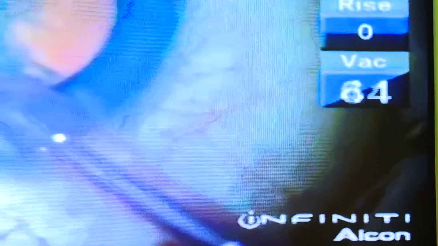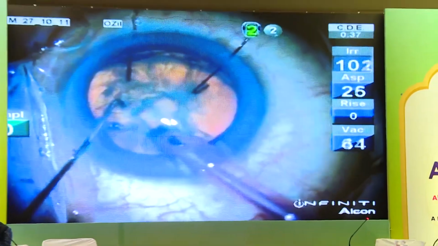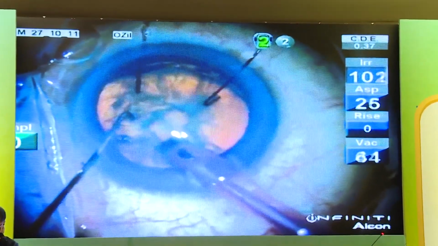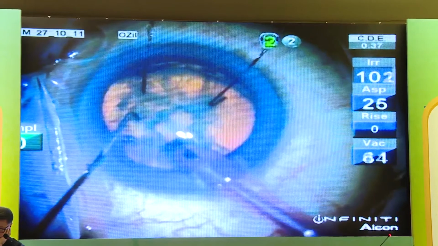Now comes the question of slow motion phaco. See, slow motion phaco does not imply lower power. Power is what is required for the kind of cataract which you have. It may be soft, it may be hard. So you have to set it according to the size of your nucleus.